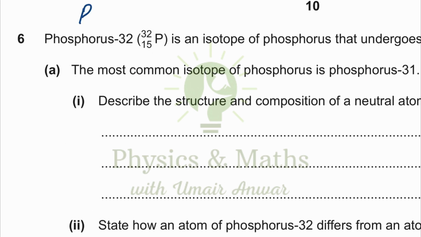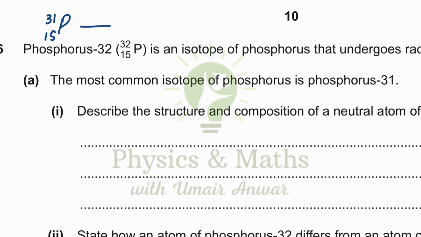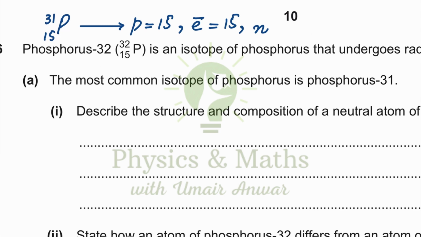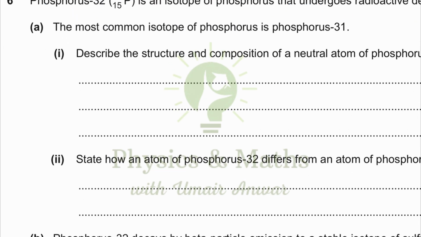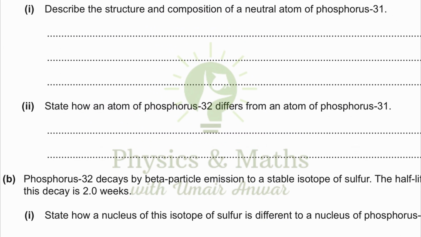The proton number for phosphorus is 15 and the nucleon number for phosphorus is 31, which goes on to show that phosphorus contains 15 protons, 15 electrons, and there are 31 minus 15, 16 neutrons present in the nucleus. So I'm describing all this information.